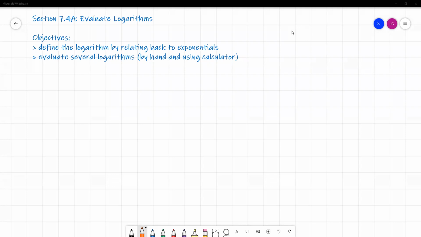Define the logarithm by relating back to exponentials is our first objective. And then our next one is to evaluate several logarithms. We're going to do this by hand and using our calculator.